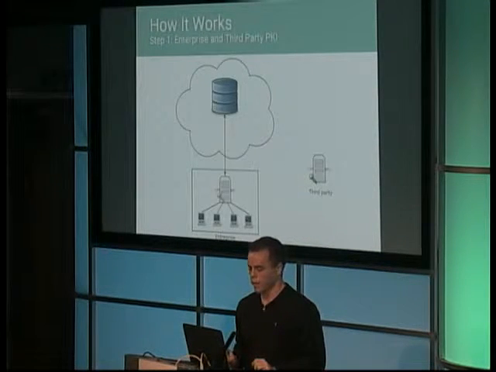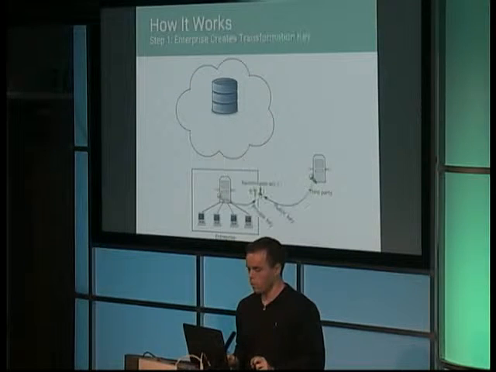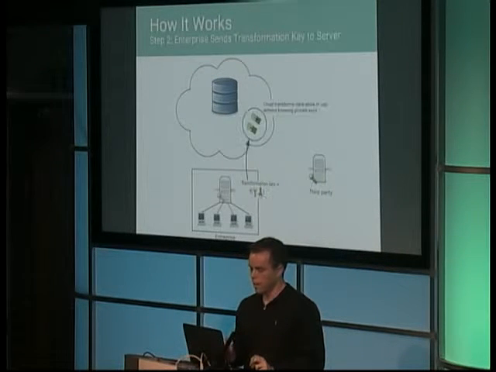The way that looks is, let's assume I'm an enterprise. I have some encrypted data remotely and my own public-private key pair. I have a third party that I want to share that data with, and they also have their own public-private key pair. I can take their public key, and I obviously have my own private key. I can take these two inputs and create a special transformation key, and I can hand that to the server.